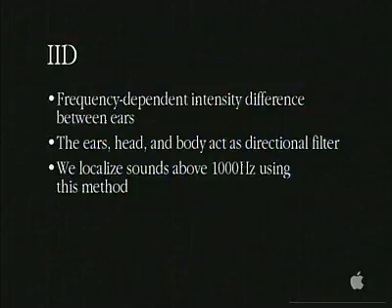And that's a frequency-dependent intensity difference between the two ears. So, for example, if once again we have a sound coming from the right-hand side, it will appear louder to the right ear than it does to the left ear. And not only is it louder, but the left ear might hear somewhat of a more muffled sound because the head is blocking the high frequencies more than it blocks the low frequencies. And for sounds that are above around 1,000 hertz, the brain is able to use that information to determine the direction of a sound.